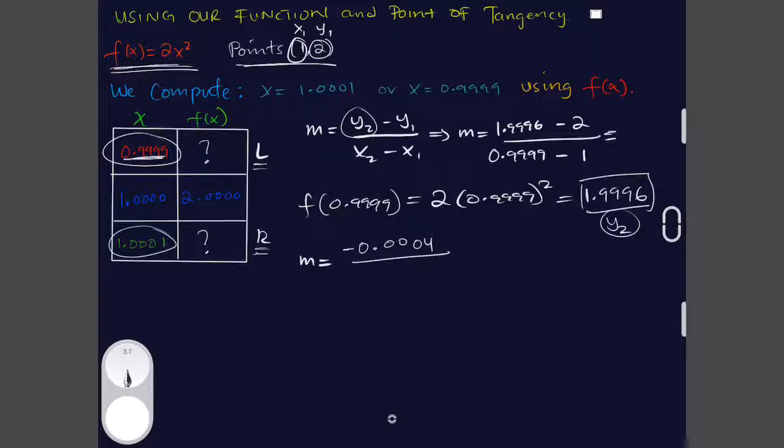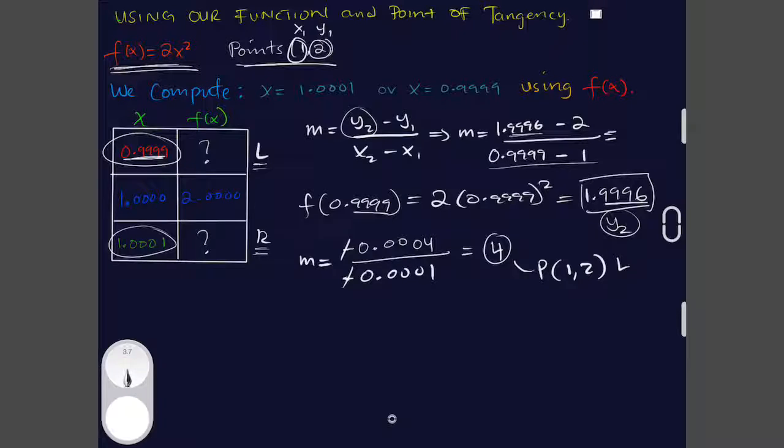Since we're using 4 significant figures, 4 decimal places after the comma, you have to keep that consistency. So that's what we got. But then we also have to compute the bottom. We see 0.9999 minus 1 is minus 0.0001. And we see these negatives cancel, and we have that the slope is 4 at our point (1, 2). This is from the left side.